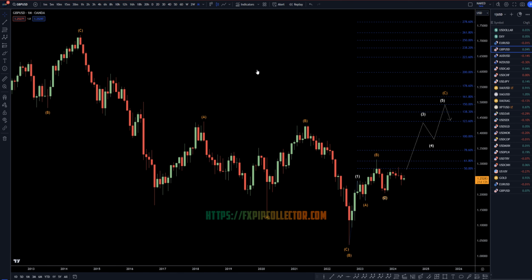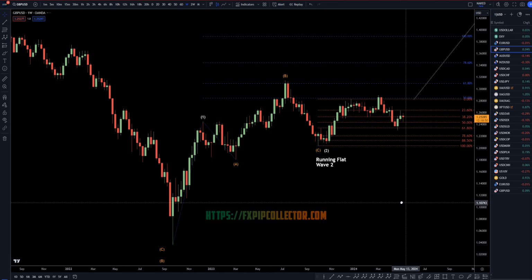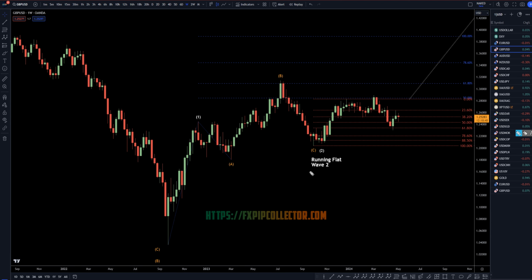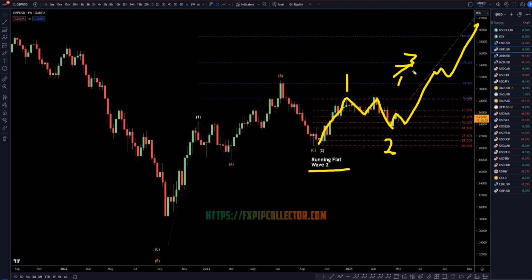So heading down to the weekly time frame. On the weekly time frame, I still think that we have a running flat wave 2, which would make this right here a wave 1. That would make this right here an ABC of 2, and that would make this already going up for a wave 3. I do think that we very likely have found the bottom on the daily weekly time frame, and that we are very likely already in the very early stages of this wave 3.